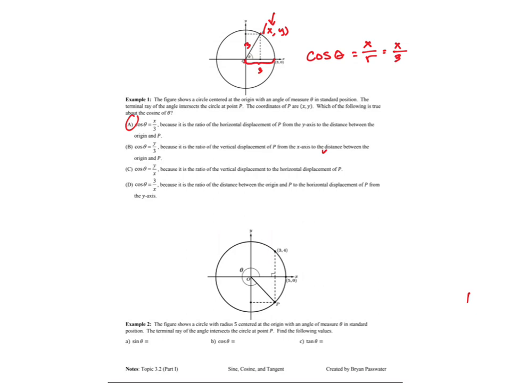What do you think? Why is it not B? Because y would be sine theta. Good. Why is it not C? That would be tangent. Why is it not D? Because the x is on the wrong side. Oh, because it's flip-flopped. Anybody know the name of that function? That's the reciprocal of cosine.